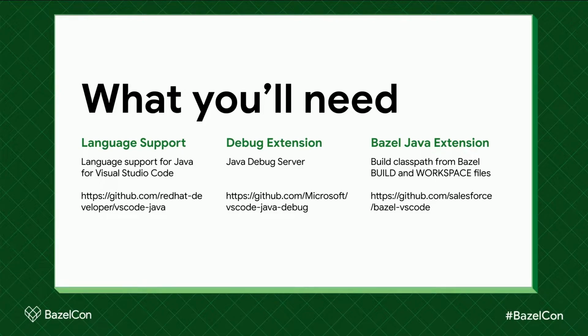With that, it translates the Bazel build files into a class path so that VS Code is able to do code completion and all the nice little features of the language server. Fun fact, the language support that Red Hat built is actually a headless Eclipse. So every time you use Java in VS Code, you're using Eclipse underneath.